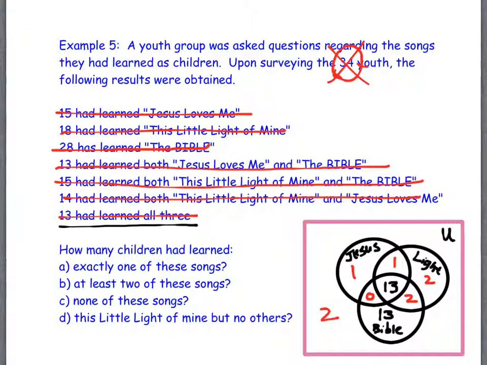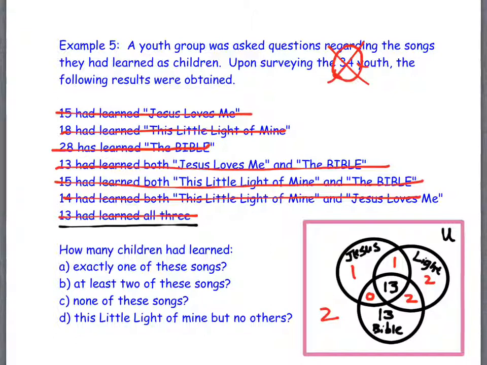First question. How many children had learned exactly 1 of the songs? Okay, so you're saying 16. How are you getting 16? Kayla, I'll let you answer because I heard you first. One person knows Jesus loves me alone, and then 2 people know this little light, and then 13 people know the Bible. Okay, is everybody good with that? You see where she's getting her numbers from?